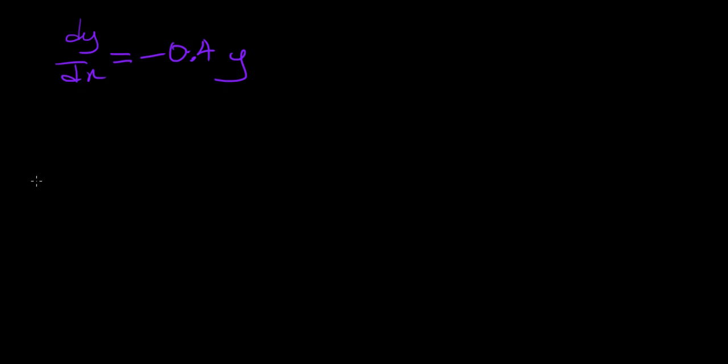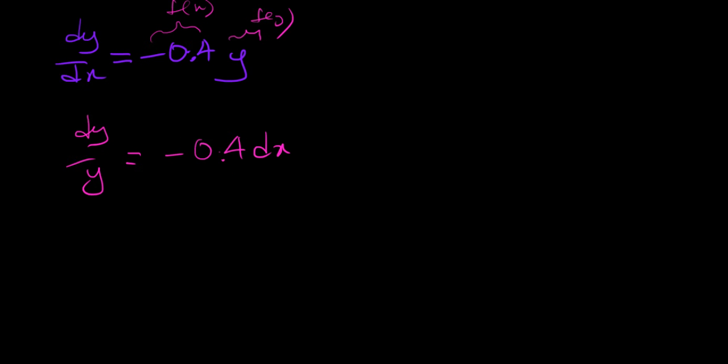If you don't have any x term, you can treat this as the x function and this as the y function. Now let's separate them. So this one will go up, this one will go down. You'll get dy over y, and then this one will go up, you get negative 0.4 dx. Correct. Then let's integrate them.